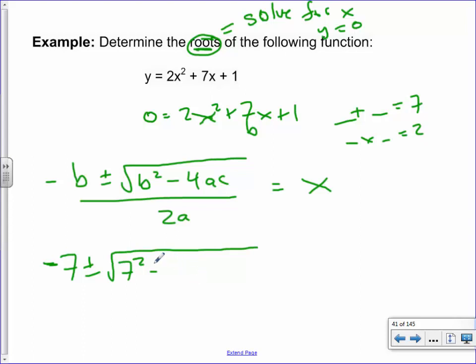So far, so good. Then we have to plug in a times c. So it's like 4 times the a value, and a is whatever's in front of the x squared term. So in our example, that's 2. And we also have to multiply by c, which is the only number we haven't used yet, that guy over there, the 1.